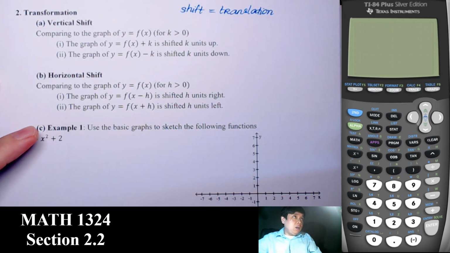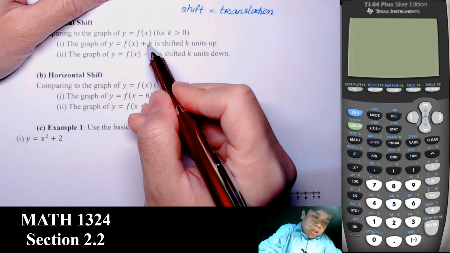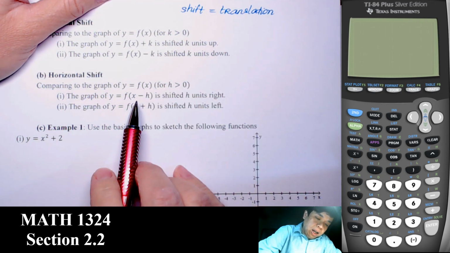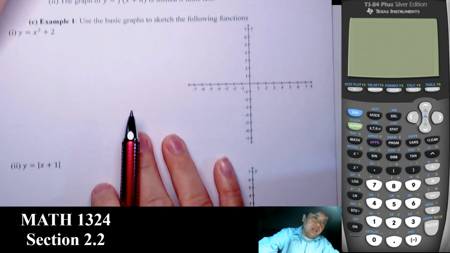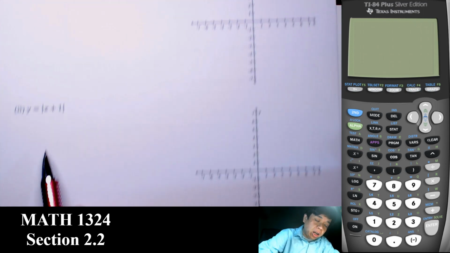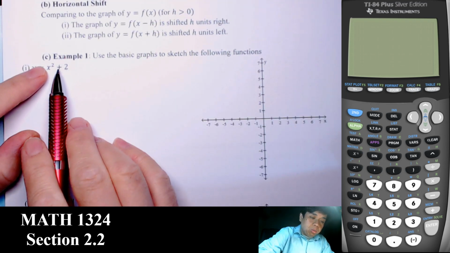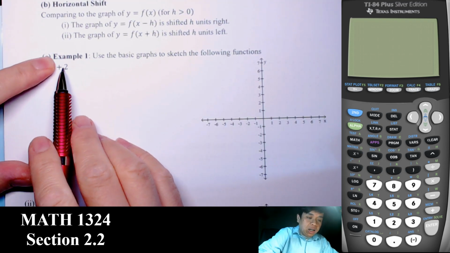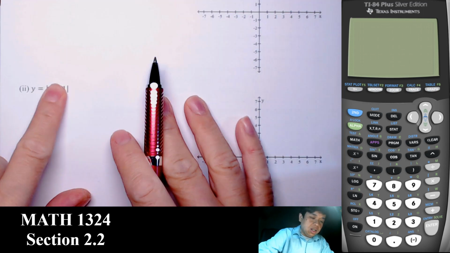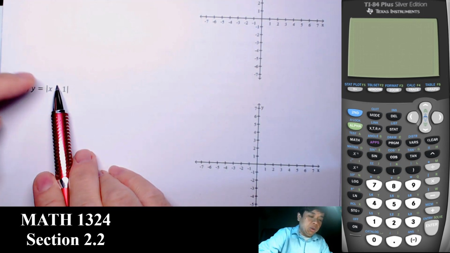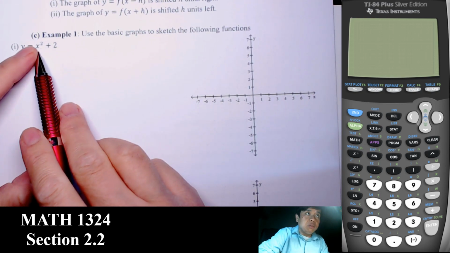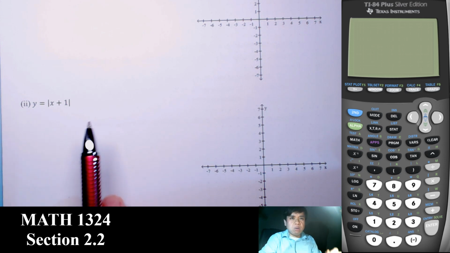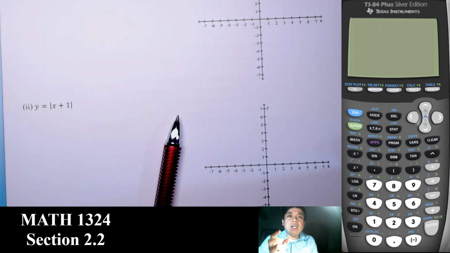For the vertical shift, notice that we add something to the function, and for the horizontal shift we add inside. Let's say the basic is x squared, and we add 2 to it. Now this basic is absolute value, and we add 1 next to the x. This one is outside of the square, and this one is inside of the absolute value. Whether it's the square or absolute value is not really important. What is important is whether it is inside or outside.